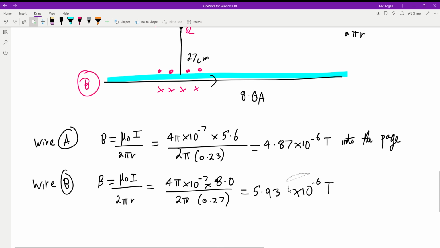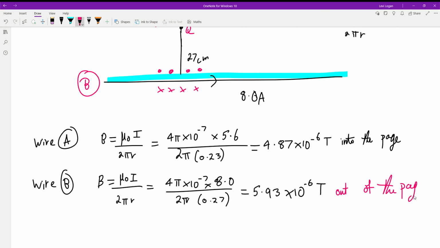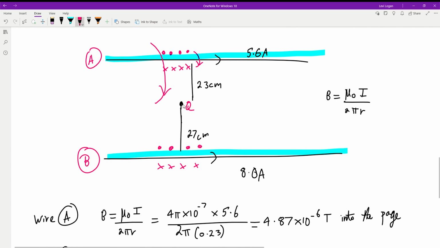Okay, now let's take a look why wire B is more dominant. So this is going to be out of the page. Even though point Q is closer to wire A, wire B has such a stronger current that the magnetic field is going to be a lot stronger. Even though it's further away, because it's at least 2.4 amps higher, it's going to be more dominant, even though this distance is small. Even though this one is 4 centimeters further away, because of the current strength, it will be more dominant.